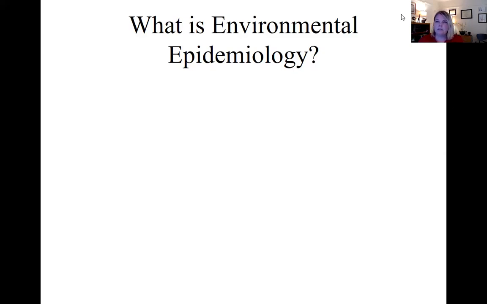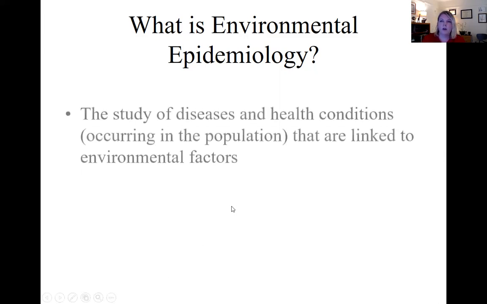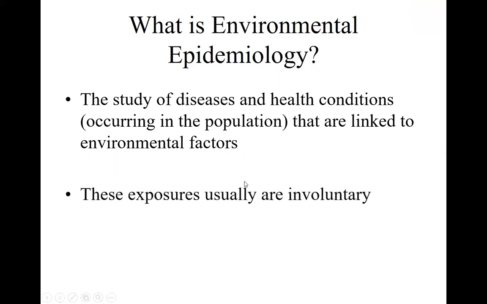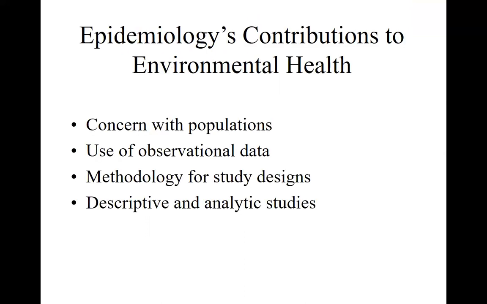So by definition, environmental epidemiology is the study of diseases and health conditions occurring in the population that are linked to environmental factors. These exposures are usually involuntary and stem from ambient and occupational environments. The different contributions that epidemiology has had to environmental health are particularly concerned with populations. So it's sometimes even called population medicine.